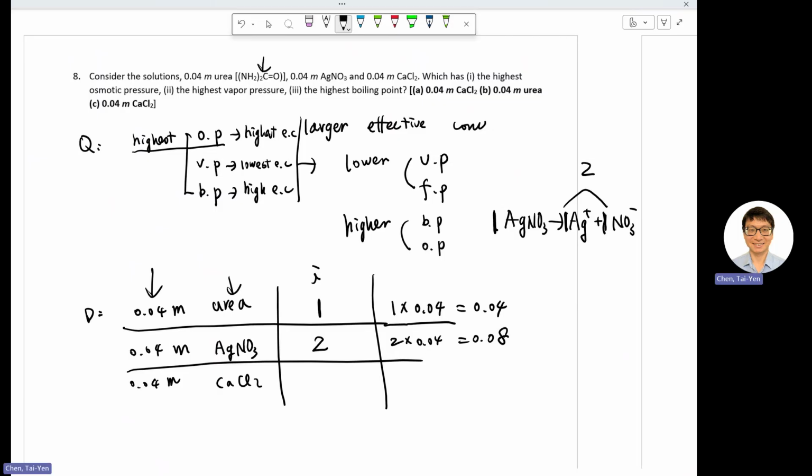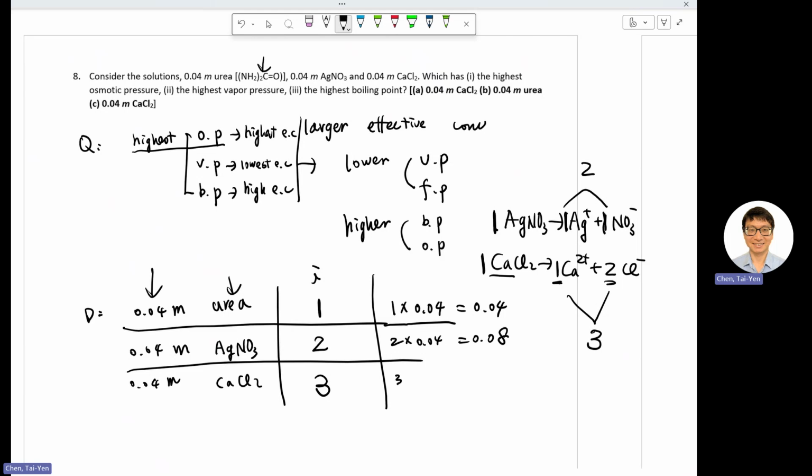CaCl2. Okay, so Cl again is the halide group. Ca is in the 2A group, and 2A elements, once they dissolve, always give you a 2+ charge. 7A always gives you -1, but you have 2 of them. So since one molecule dissolves, it produces 1 cation and 2 anions. Therefore, the van 't Hoff coefficient will equal 3.